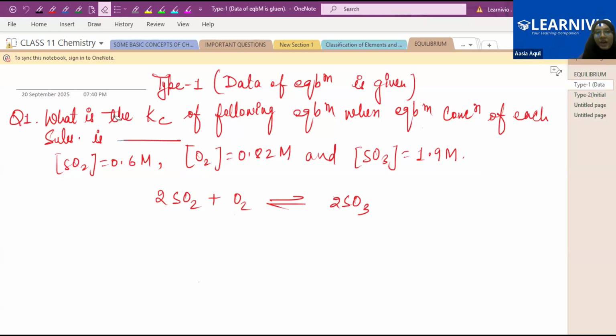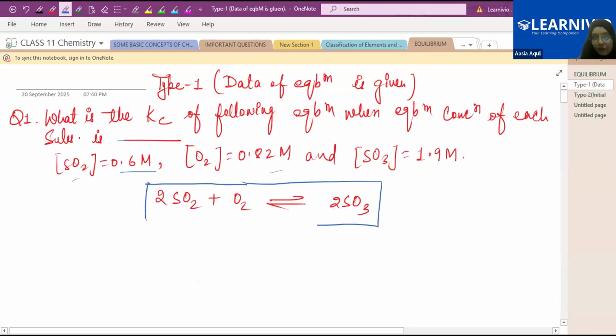So the first question is, what is the Kc for the following equilibrium when the equilibrium concentration of each substance is given? These are the equilibrium concentrations. The concentration of SO2 is 0.6 molar, the concentration of O2 is 0.82 molar, and the concentration of SO3 is 1.9 molar. And this is your reaction: 2SO2 plus O2 gives you 2SO3.